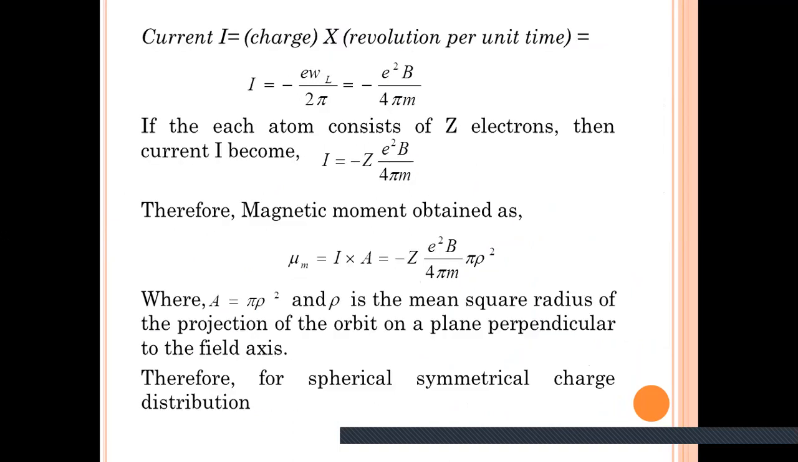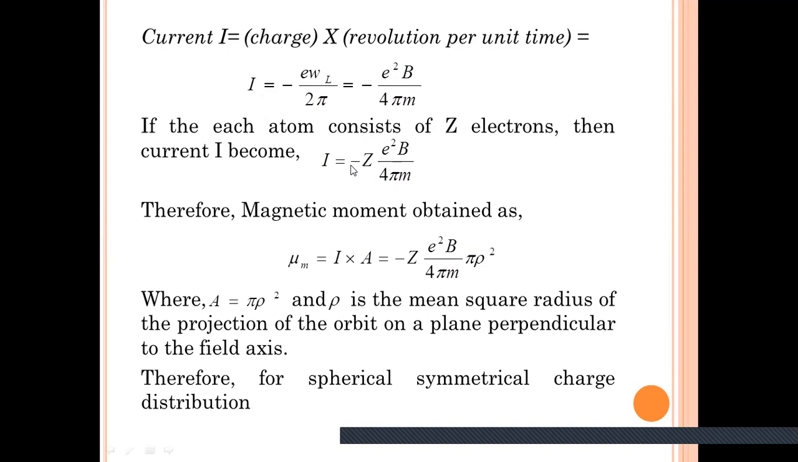We need the current here. This current is due to the precessional motion of the electron, and here we get a current value. By solving this, we get I equals e² B upon 4 pi m. As there exist Z electrons in an atom, the current is I equals minus Z e² B upon 4 pi m.